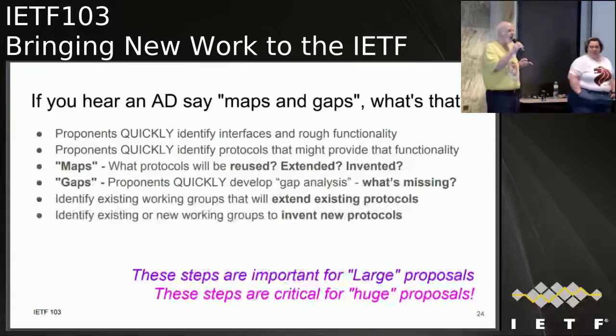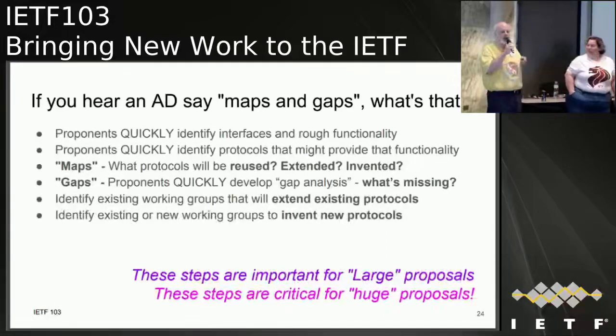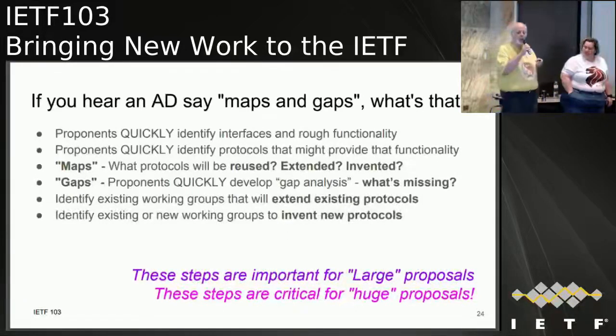Because you're not talking about adding an attribute to BGP. You're talking about coming up with an entirely different protocol that's going to be used on this interface. So you identify the existing working groups that do existing protocols, talking to them about those, talking about existing or new working groups to invent new protocols. This is important for large proposals, but it's critical for huge proposals.